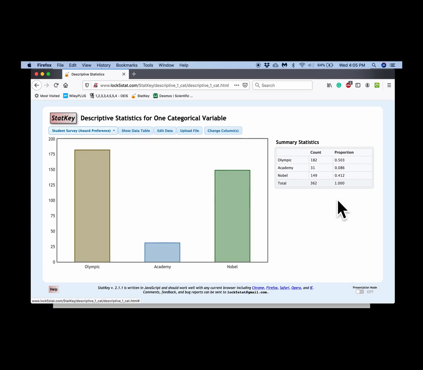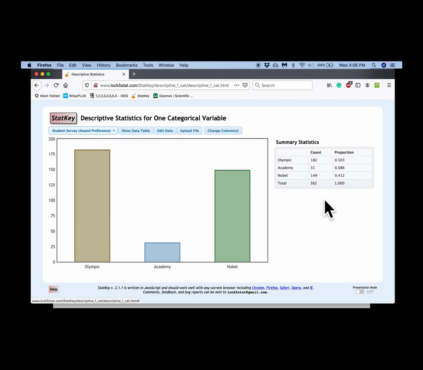Now, another way to look at that same bit of data is to look at it through the lens of proportion. So all we have to do is take the 182 that chose the Olympic medal, divide that by the 362 total students in the survey, and we can see that the proportion that chose the Olympic medal was 0.503, or about 50.3% of the students chose the Olympic medal. And then you can do that same calculation for the Academy Award and the Nobel Prize. So everything we would want to know about this single categorical variable called award is in the summary statistics here.